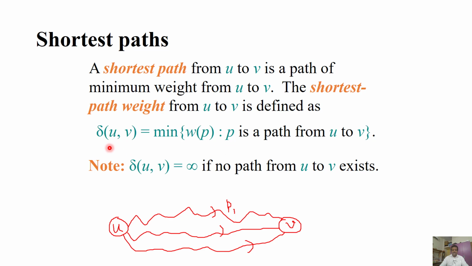Okay. So, this is the definition of a shortest path weight delta. We use this delta notation to denote the weight of the shortest path from u to v, and this is the minimum among all the path weights from u to v, and we take the minimum one as a shortest path, and the weight of that shortest path is basically delta.